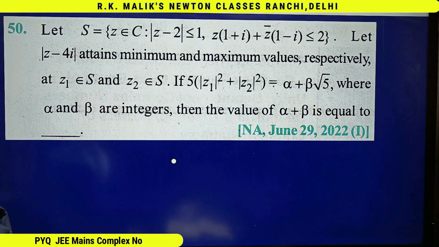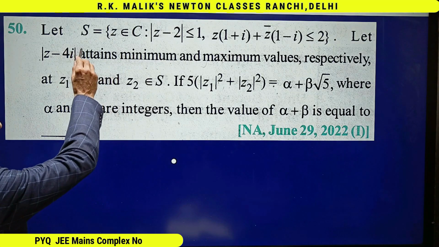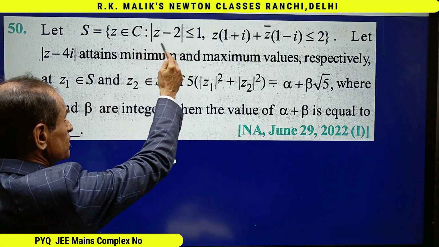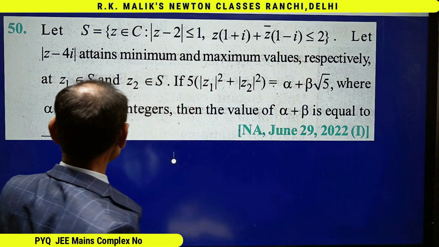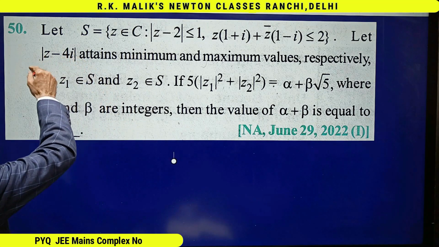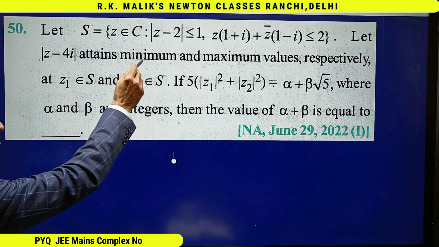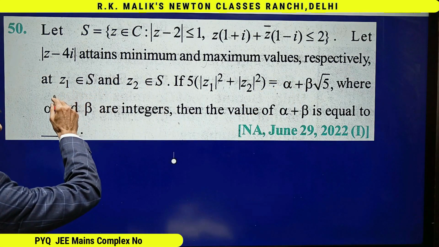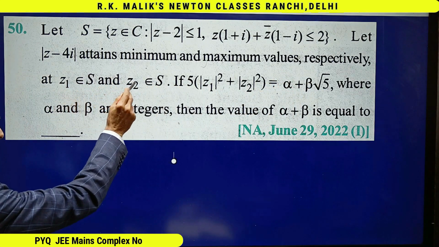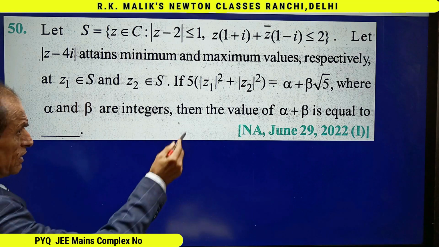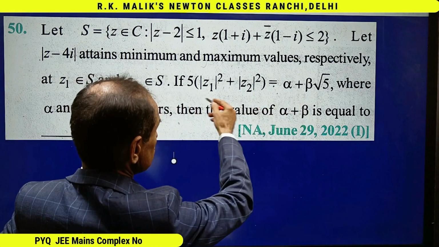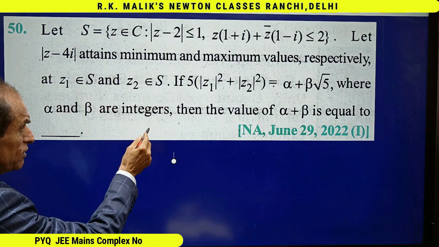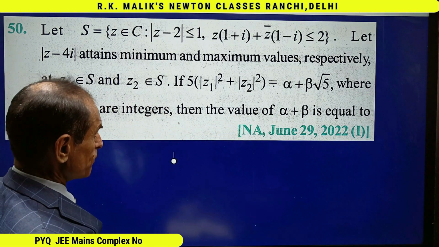In this question, it is told to us that let S denote the set of complex numbers satisfying this condition and this condition, and this attains its minimum and maximum value respectively at Z1 belonging to S and Z2 belonging to S. If this condition is true, where alpha and beta are integers, then the value of alpha plus beta is equal to dash.